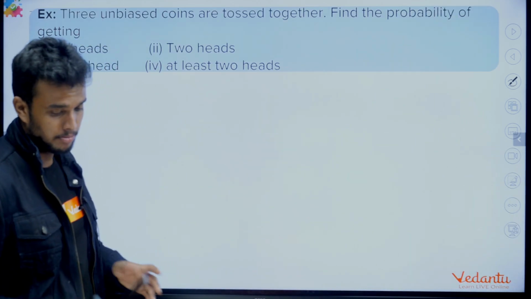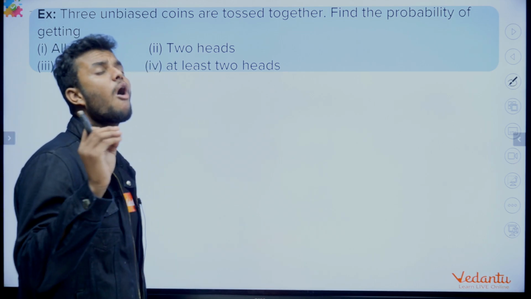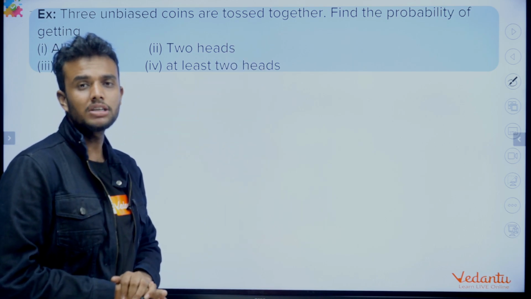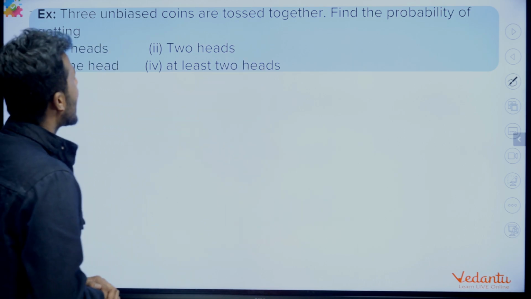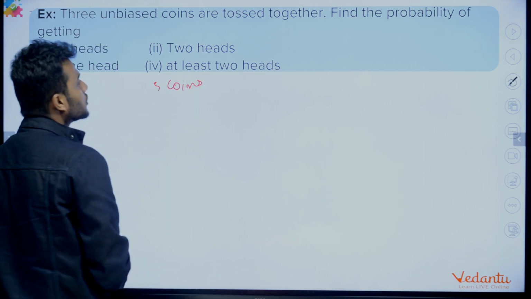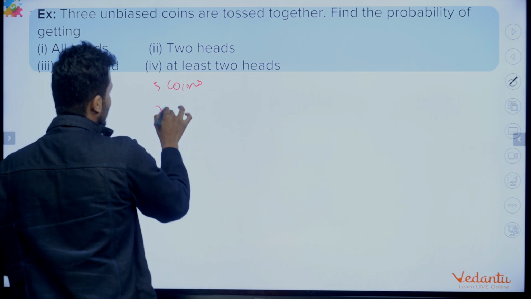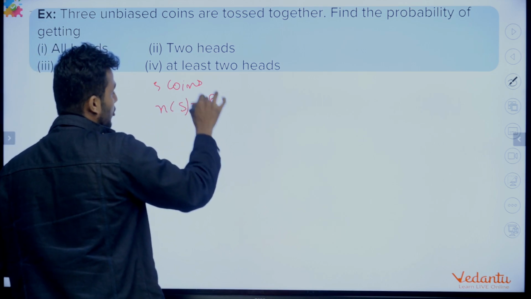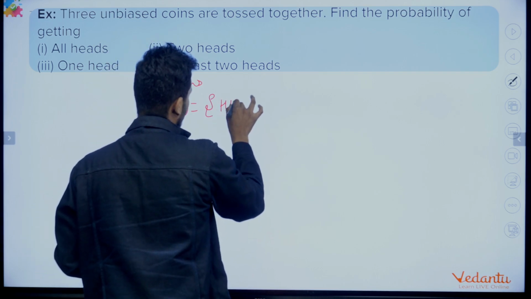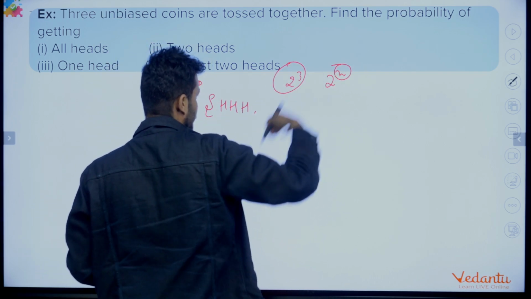Come on, let's solve one problem. If you solve this problem, you can easily solve such questions in the board exam. They always ask the card example or the tossing example. The question is: 3 unbiased coins are tossed together. Find the probability of getting the following. First, let's write the n of S. It's nothing but the number of possible outcomes. If we toss 3 coins, totally 8 possible outcomes are there, 2 cube, right? 2 power n we already know.